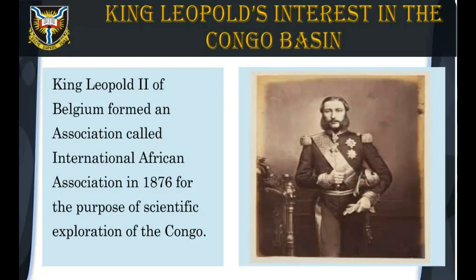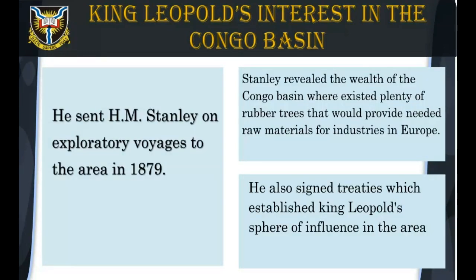King Leopold II of Belgium formed an association called the International African Association in 1876 for the purpose of scientific exploration of the Congo. He sent H.M. Stanley on exploratory voyages to the area in 1879. Stanley revealed the wealth of the Congo Basin, where existed plenty of rubber trees that would provide raw materials for industry in Europe. He also signed treaties that established King Leopold's sphere of influence in the area.